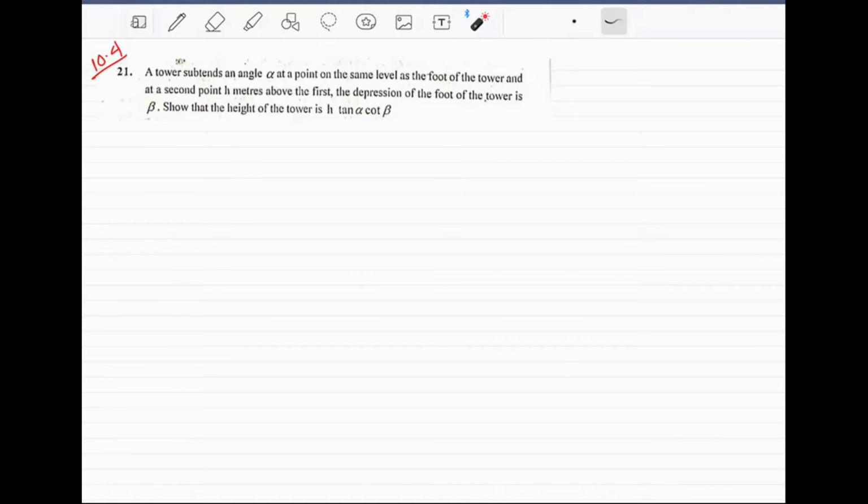Look, the question is saying a tower subtends an angle alpha. Yeah, we are seeing a new word here: subtends. An angle alpha at a point on the same level as the foot of the tower. Up to here, you just try to figure out first. A tower subtends an angle alpha. Here is a tower, must be standing on the ground. You have to draw the ground. Let's name the tower AB.